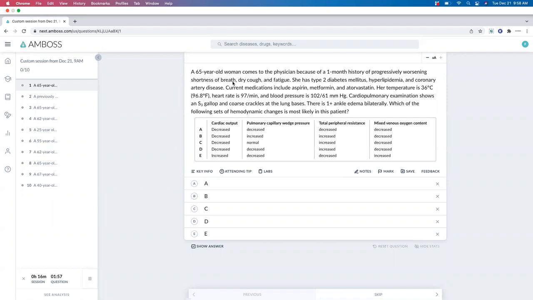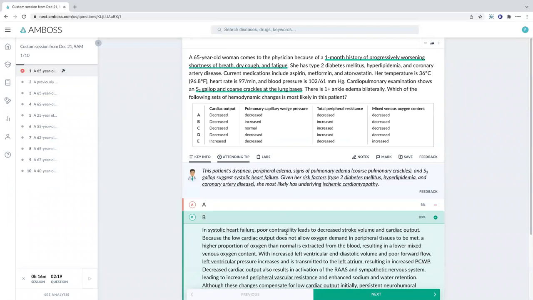65-year-old woman, 1 month history of progressive shortness of breath, diabetes, temperature, heart rate, blood pressure is this. Cardiopulmonary examination shows an S3 gallop and coarse crackles. This is a sign of heart failure. Yes or no? Okay. Which one did you guys choose? So we have B and C. The answer for this one is B. Very good. Because this patient has signs and symptoms of heart failure, especially systolic heart failure.